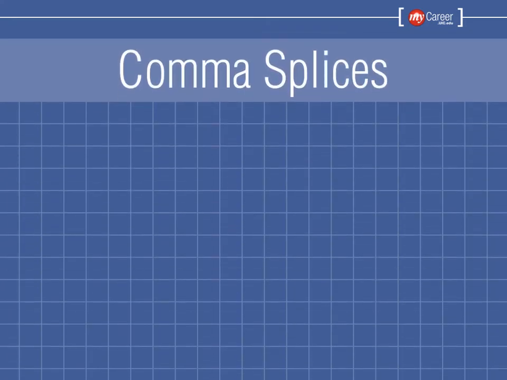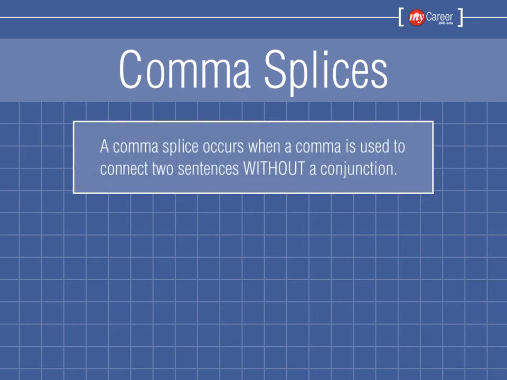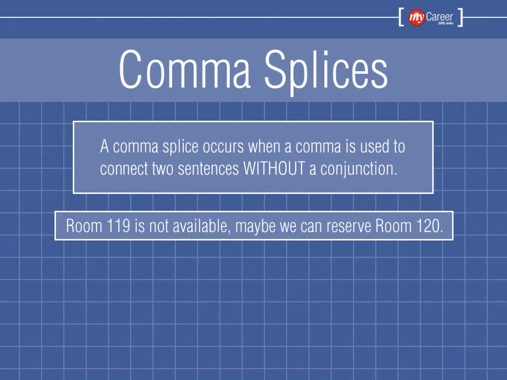Comma splices form run-on sentences. A comma splice occurs when a comma is used to connect two sentences without a conjunction. Sentences containing comma splices can be corrected just like other types of run-on sentences. This sentence contains a comma splice.